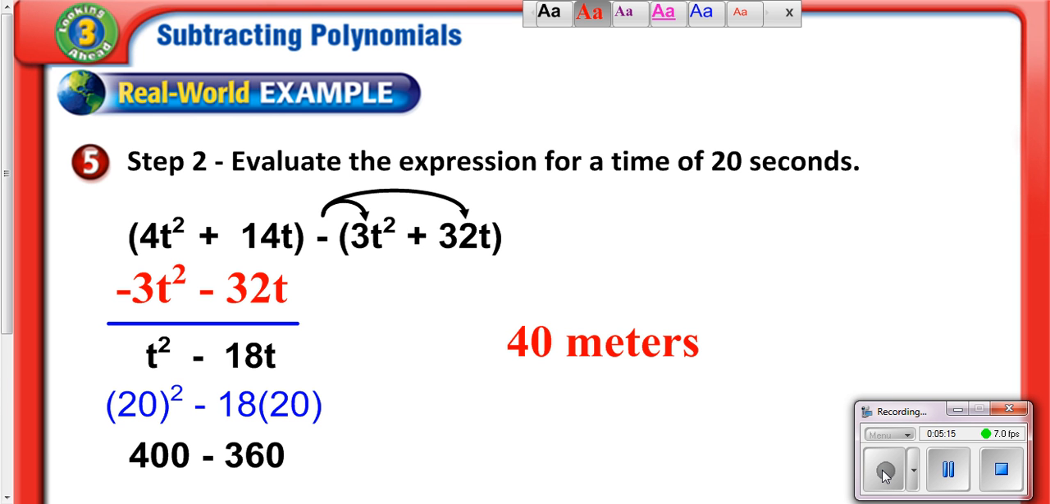And remember, 40 is talking about the distance, because if you look back in the question, it said these two binomials represent the distance, and then we needed to find the distance between the boats after 20 seconds. So after we did our subtraction to figure out the distance, we substituted in 20, and we found out that the boats were 40 meters apart after 20 seconds. This will conclude Lesson 3, Subtracting Polynomials.